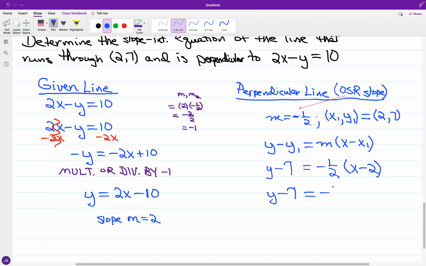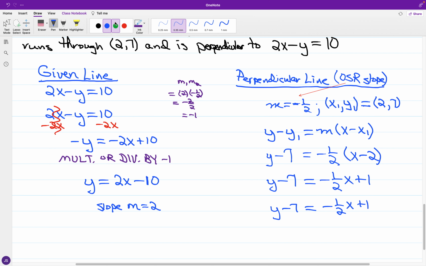So we can say y minus 7 is equal to -1/2 of x plus 1. And getting the y term by itself, I can add 7 to both sides. And so in the results, for the slope-intercept equation, we have y is equal to -1/2 of x, and 1 plus 7 comes out to 8.